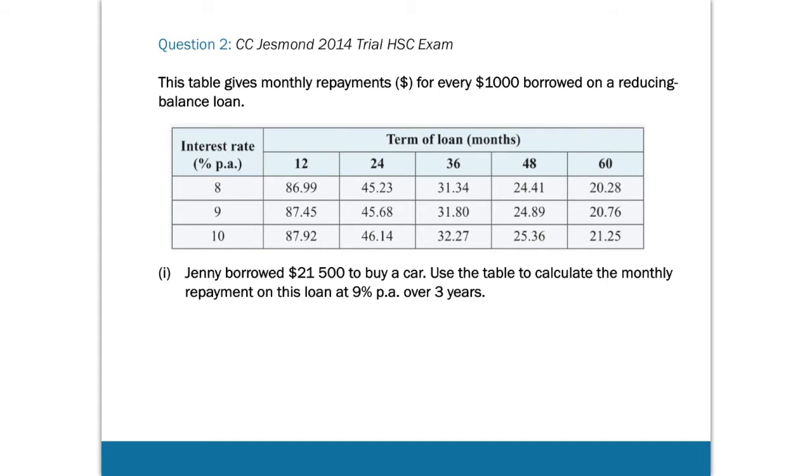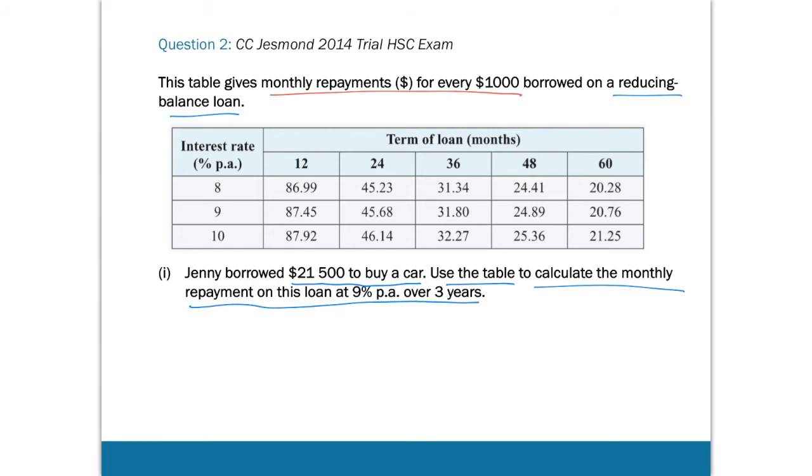So this table gives monthly repayments for every $1,000 borrowed on a reducing balance loan. Okay, so we know we're looking at reducing balance loans. Jenny borrowed $21,500 to buy a car. Use the table to calculate the monthly repayment on this loan at 9% per annum over 3 years.